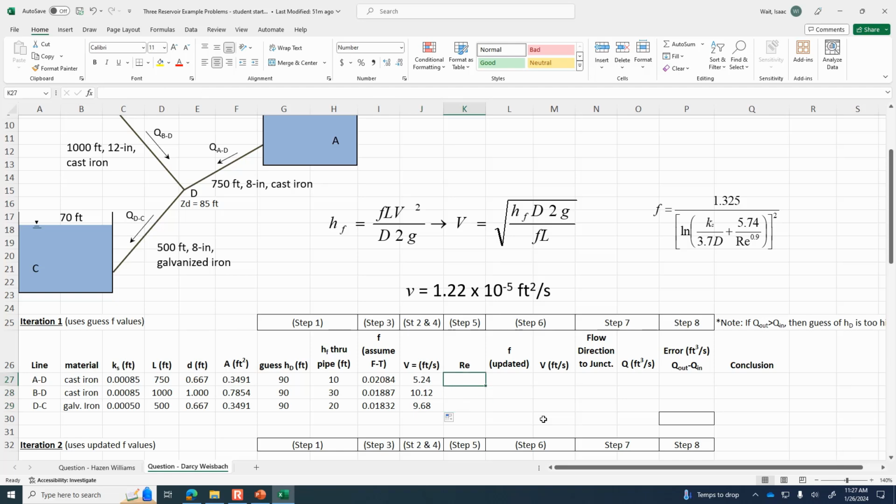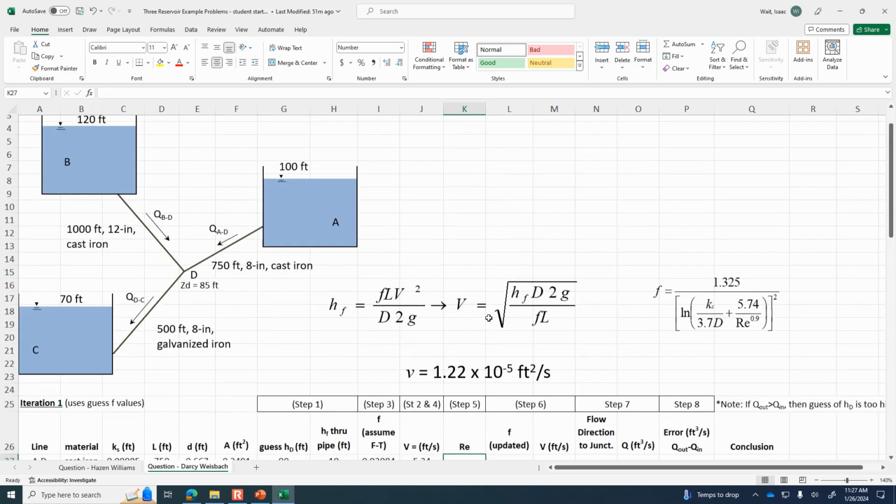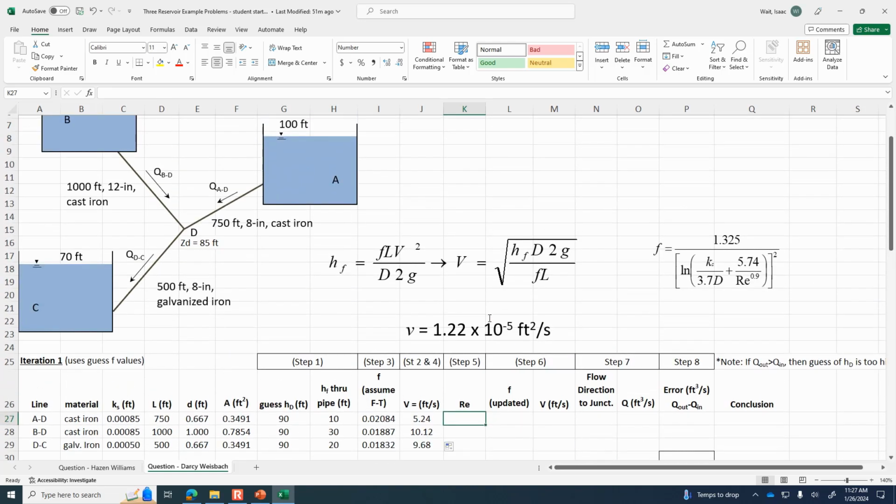Okay, Reynolds number is just velocity times diameter divided by kinematic viscosity. So equals this velocity times the known diameter divided by the kinematic viscosity in terms of feet squared per second. So I'll just type in 1.22 E minus 5.